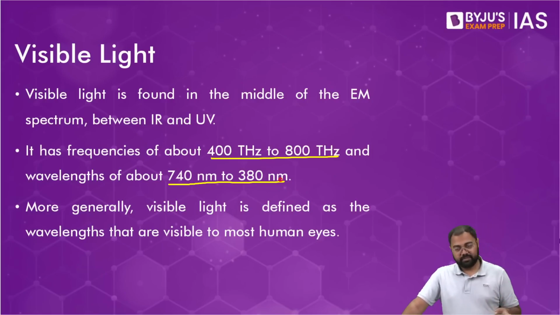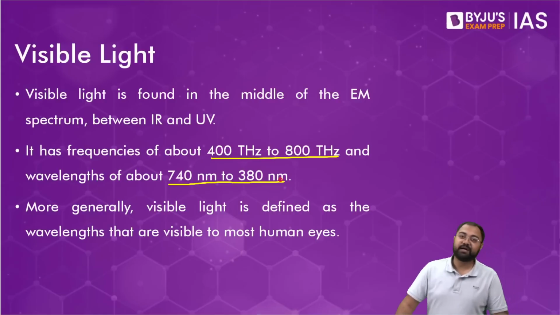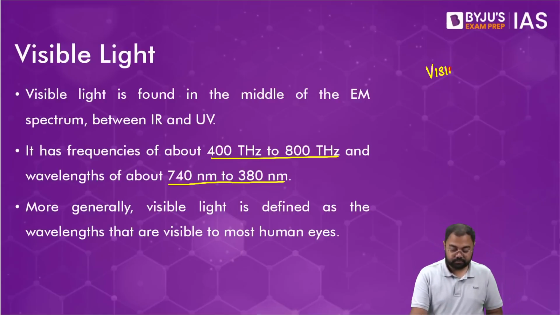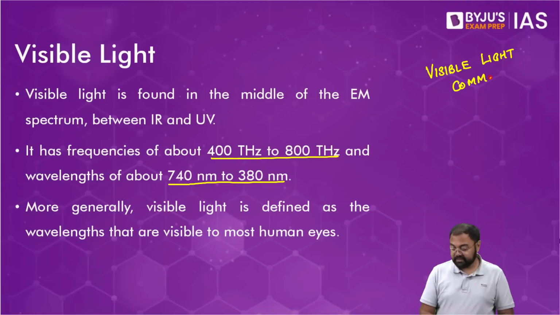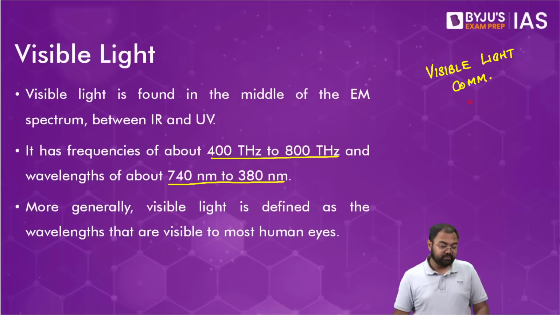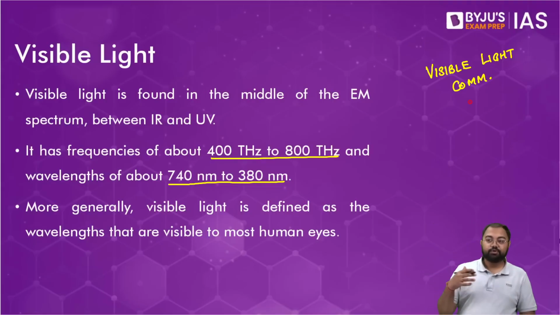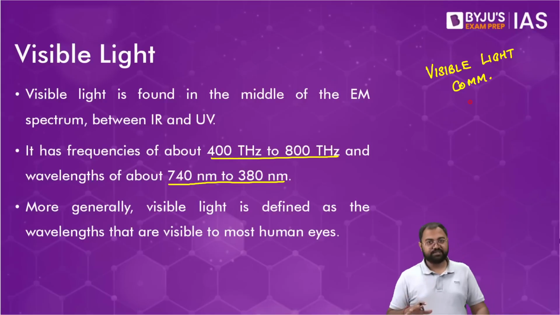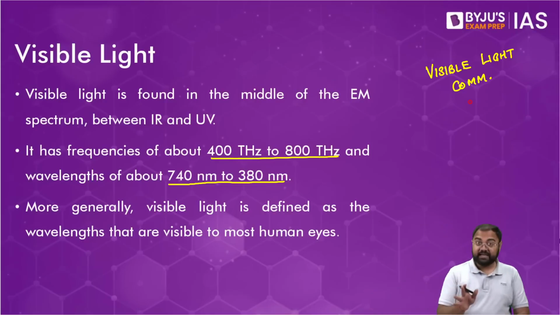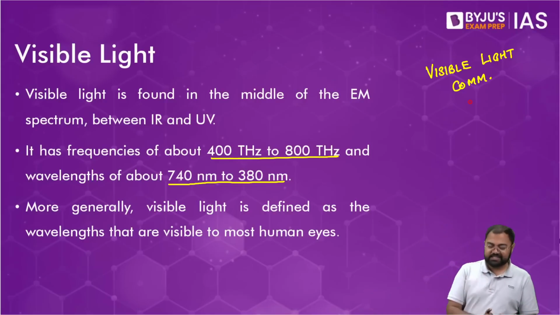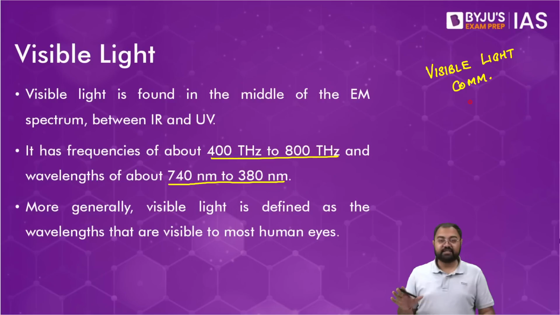Now, is there any other application? Yes, there is. There is a kind of communication called visible light communication. We'll discuss more about it. This visible light communication is where we make use of visible light for some kind of wireless communication. We'll discuss that later, but it can be used. All right, and this is the last wave that can be used for any kind of communication.